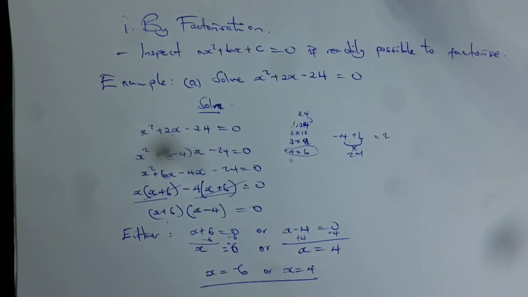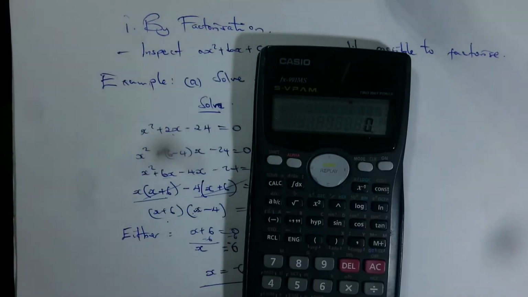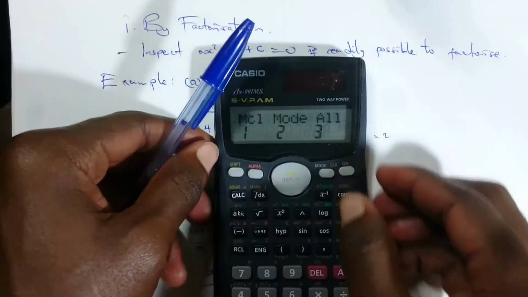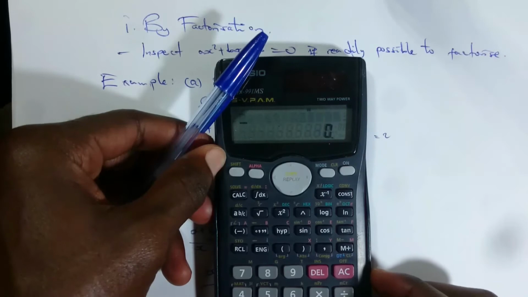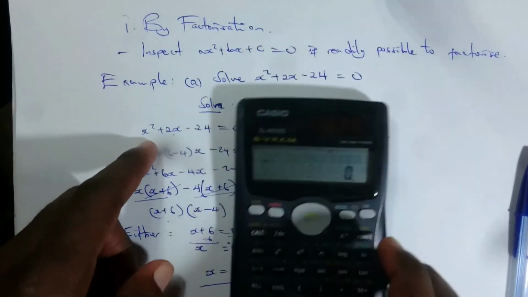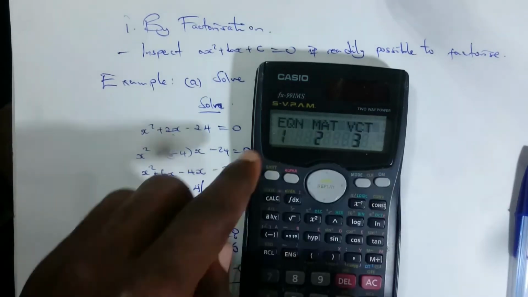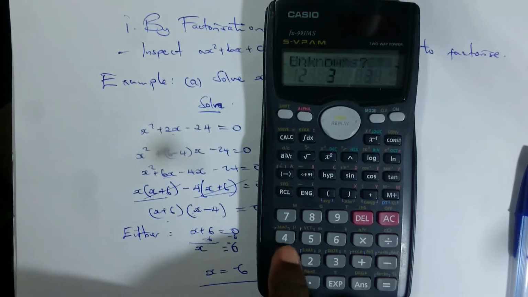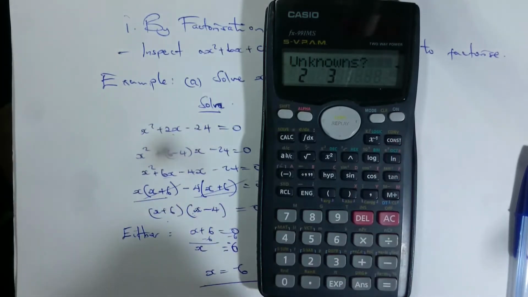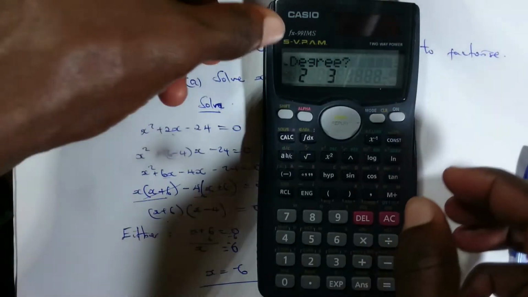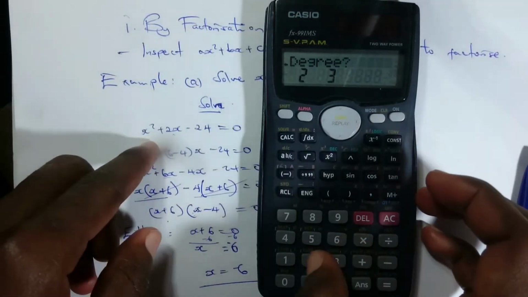By use of a calculator, you can see how we can do that. We have our calculator there. First make sure we clear it by pressing mode, then 3, equal sign to clear that. Now we can see we have our equation. We go to mode until we reach equation, then we select 1. Now we go to unknowns, which is used for solving a simultaneous equation. We go to degree, then it's of degree 2, we choose 2.